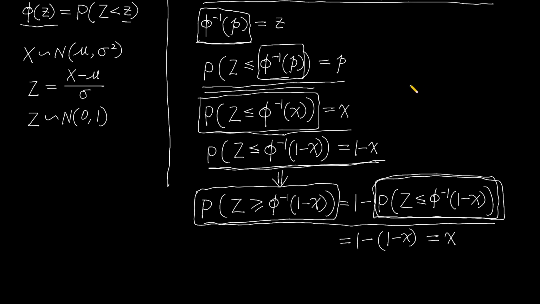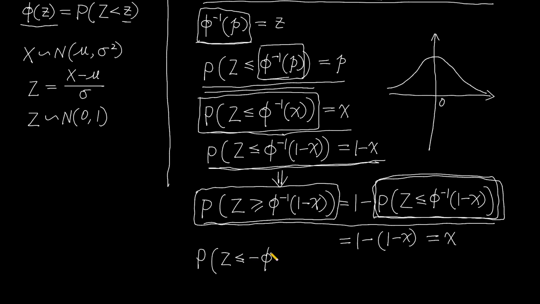Now let's check the graph of the probability density function of the standard normal distribution. The graph is like this. So this graph is symmetric about 0. Then we know that the probability that Z is smaller or equal to negative this one, 1 minus x, also equals x.